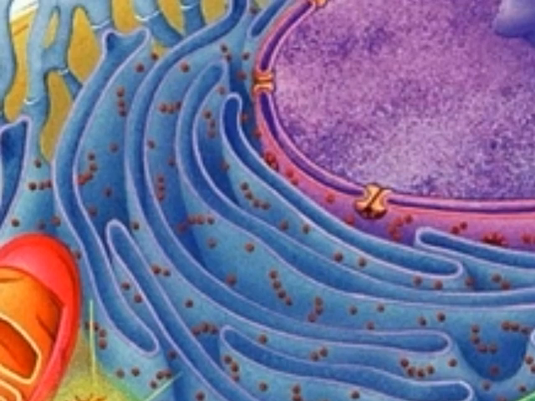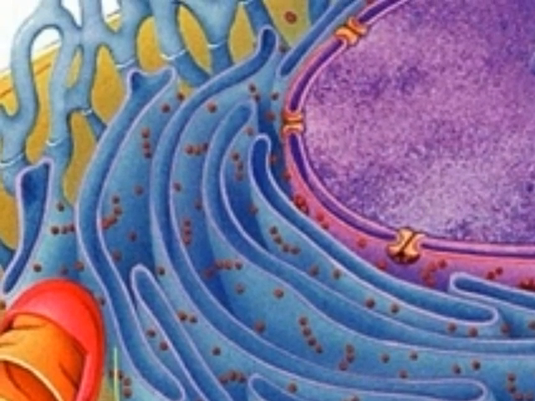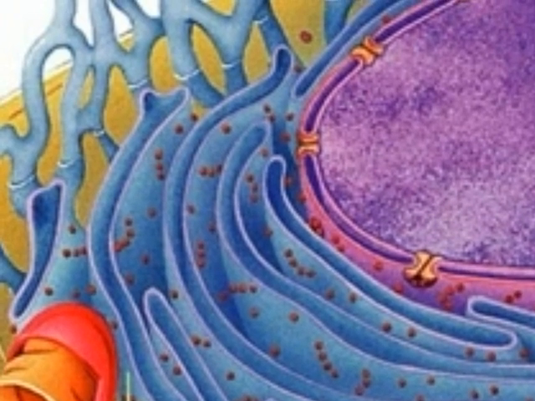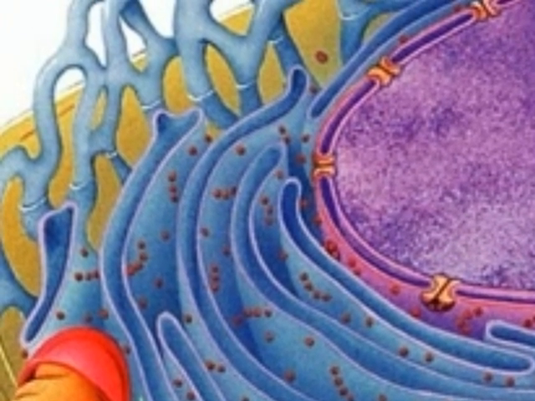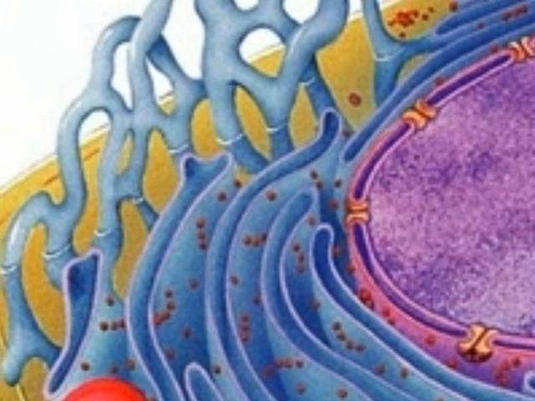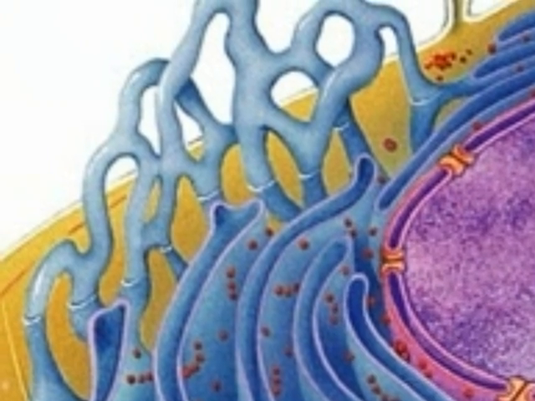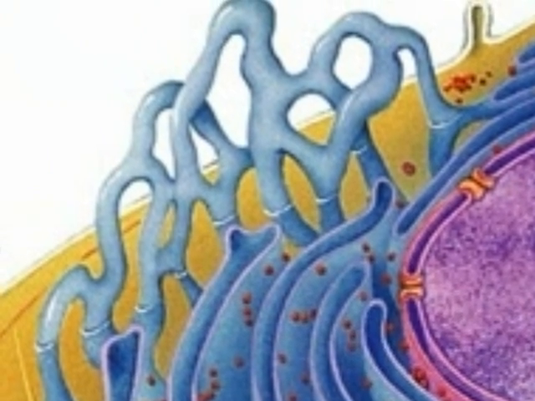To our right or above, you can see the smooth ER. There are no bound ribosomes on the smooth ER. The smooth ER does not synthesize proteins like the rough ER. Instead, it synthesizes lipids, phospholipids, and steroids. It also metabolizes carbohydrates, detoxifies drugs and poisons, and also stores calcium ions.